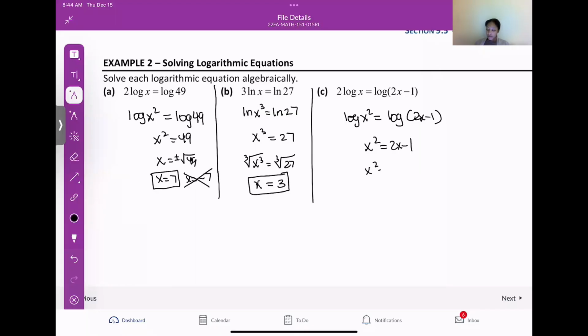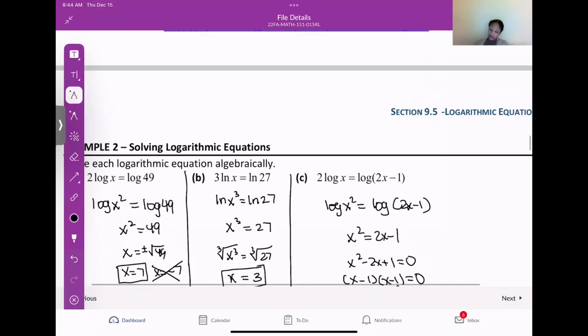So we get x squared minus 2x plus 1 equals 0. That's x minus 1 times x minus 1 equals 0. Is that right? Yeah, x minus 1 squared. Okay, so we just get one solution here. x is equal to 1.